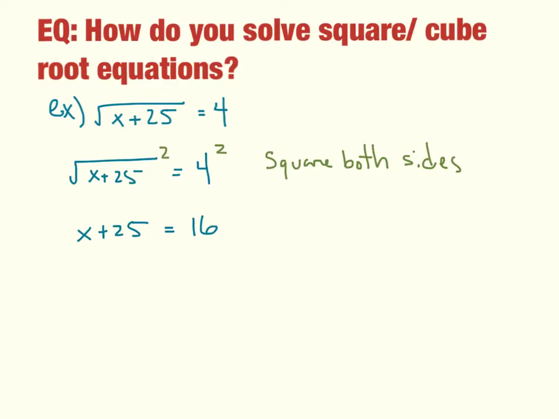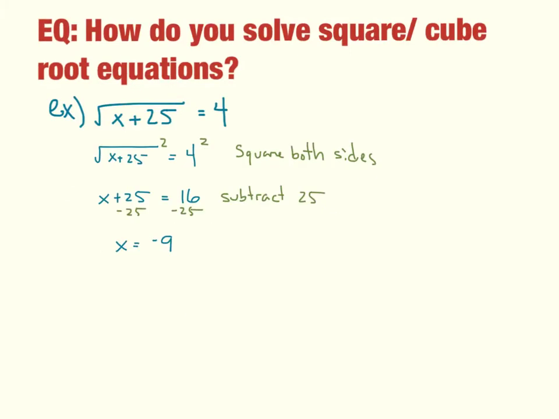So, if I'm solving for x, I can just subtract 25 from each side and get x equals negative 9. Okay, now before we accept that as our solution, we're going to check it by replacing x with negative 9. So, square root of negative 9 plus 25 equals 4. That's the square root of 16 equals 4. That's true. So it checks out. x equals negative 9 is my answer.